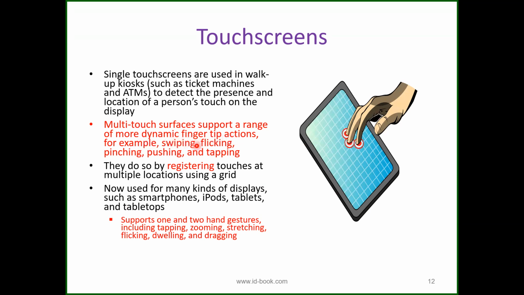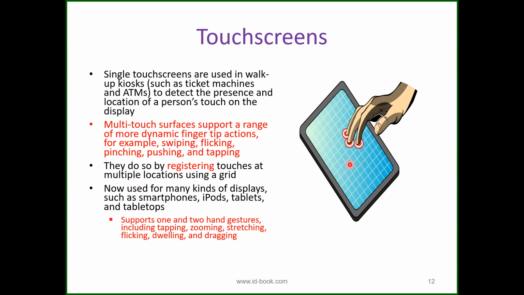Multi-touch surfaces support a range of more dynamic fingertip actions. For example, sweeping, flicking, pinching, pushing, tapping, and zooming in and zooming out are all possible using multi-touch surfaces. They do so by registering touches at multiple locations using a grid. How is that possible? How does the touch screen system know that the user is trying to zoom in or zoom out? Because it internally has a grid inside it.